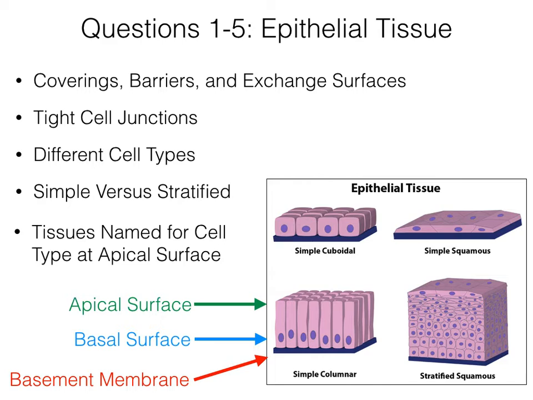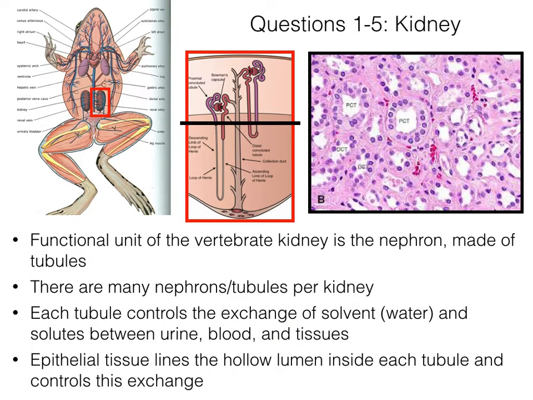Speaking of your kidneys, the next epithelium we're going to talk about is the one that lines the nephrons in your kidneys. The functional unit, the thing that actually does the job of the kidneys, is called a nephron. It's basically a really long, convoluted tubule. The inside of that tubule is an empty space called a lumen. Surrounding the tubules is kidney tissue with a lot of blood vessels in it.